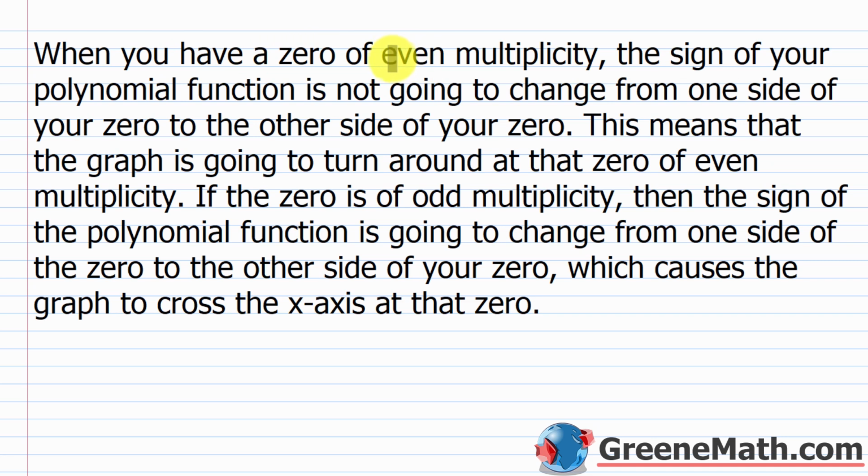So when you have a 0 of even multiplicity, so let's say it's 2, 4, 6, 8, something like that, the sign of your polynomial function is not going to change from one side of your 0 to the other side of your 0. And that's because when you square something, the result is always non-negative. You're either going to get 0 or something that's positive. If that doesn't make sense from me reading it, it will make sense in a moment when we do the example. So we would say that this means that the graph is going to turn around at the 0 of even multiplicity, again because there's no sign change from one side of the 0 to the other side of the 0.